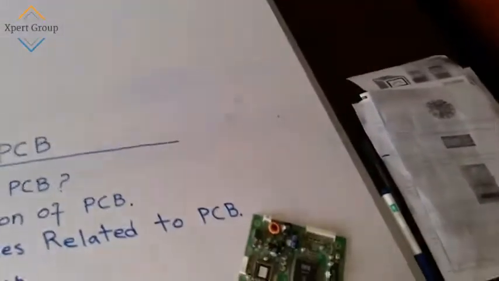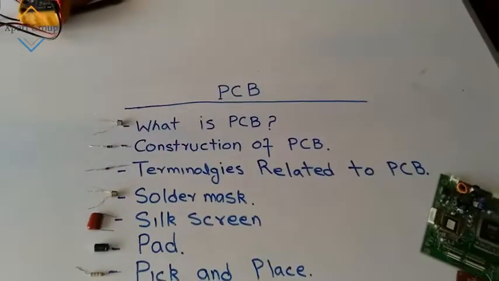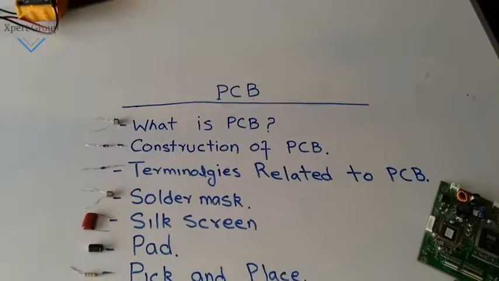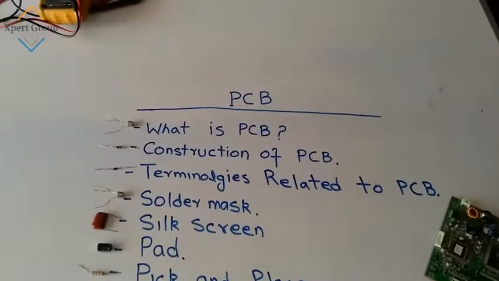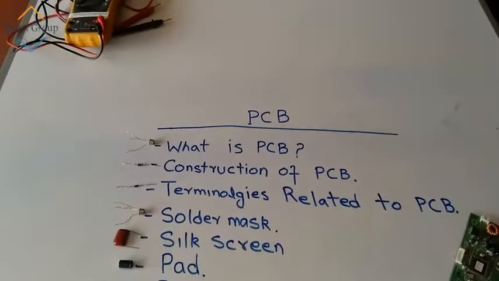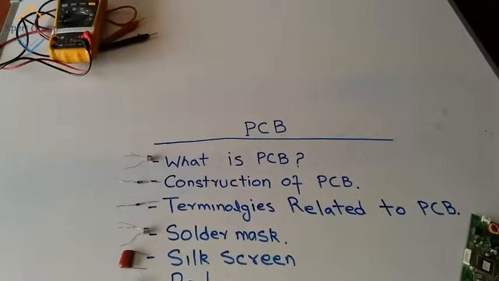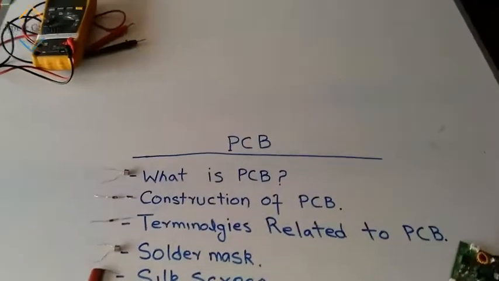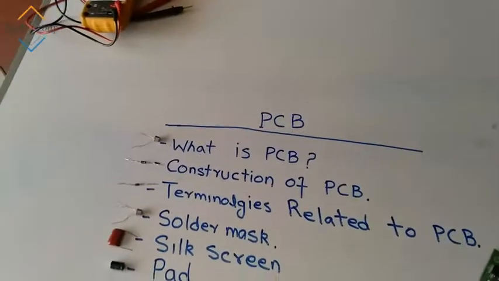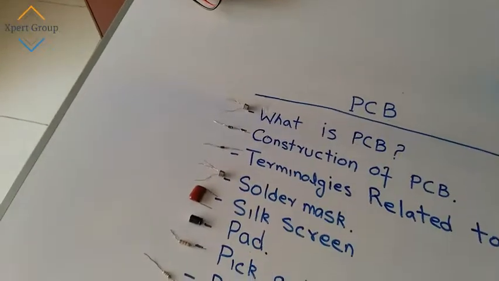Now coming towards how we construct this PCB. The construction of a PCB is just like a sandwich. We have some layers. There are single-layer PCBs, there are multi-layer PCBs, and there are two-layer PCBs.